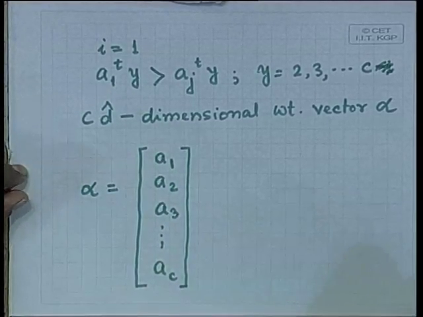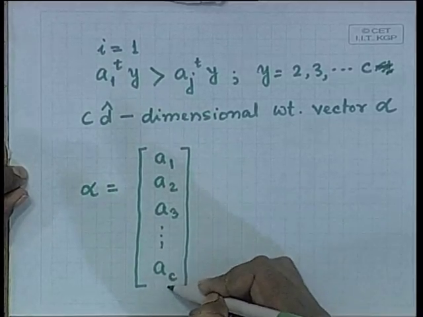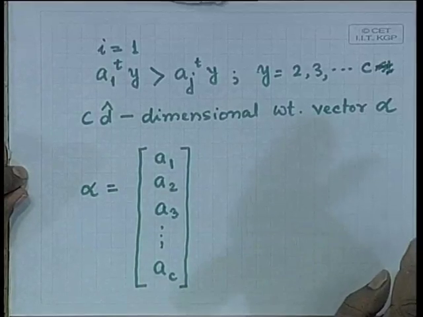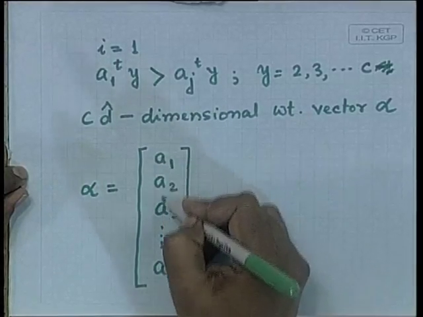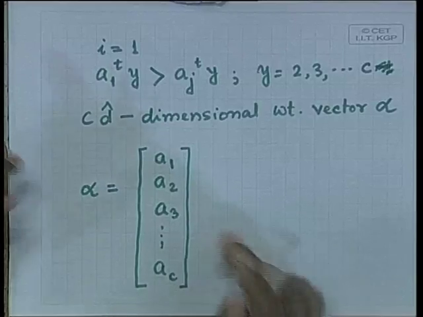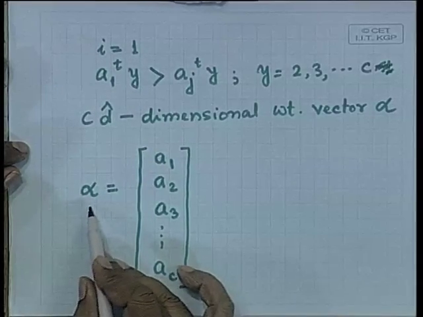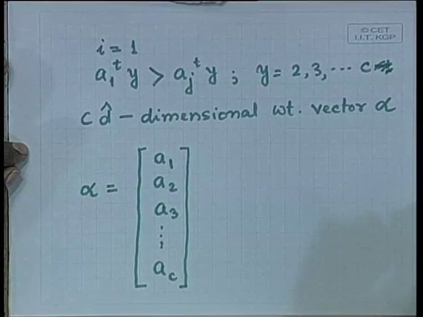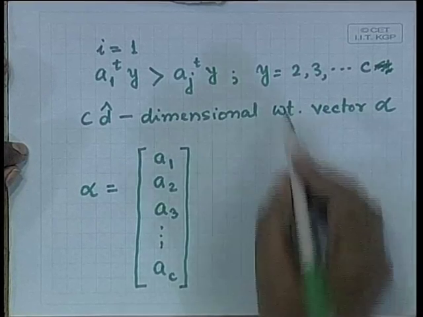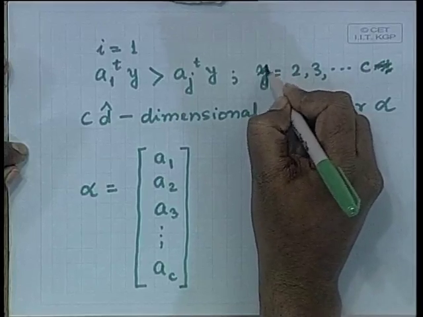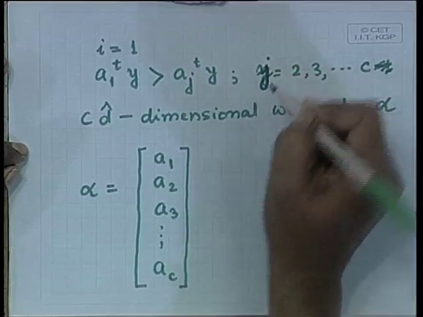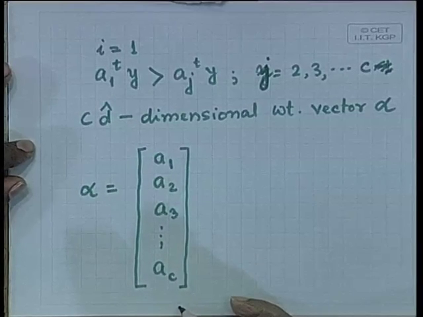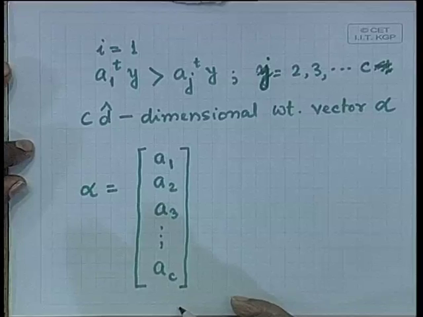This is my weight vector alpha. Each of these weight vectors A 1, A 2, A 3 up to A c, each of them is d hat dimensional. I have c number of such weight vectors. So, the overall dimension of this vector alpha is c into d hat. Sir, is it j equal to 2 to c? Yes, j equal to 2 to c. So, this overall vector becomes c into d hat dimensional.